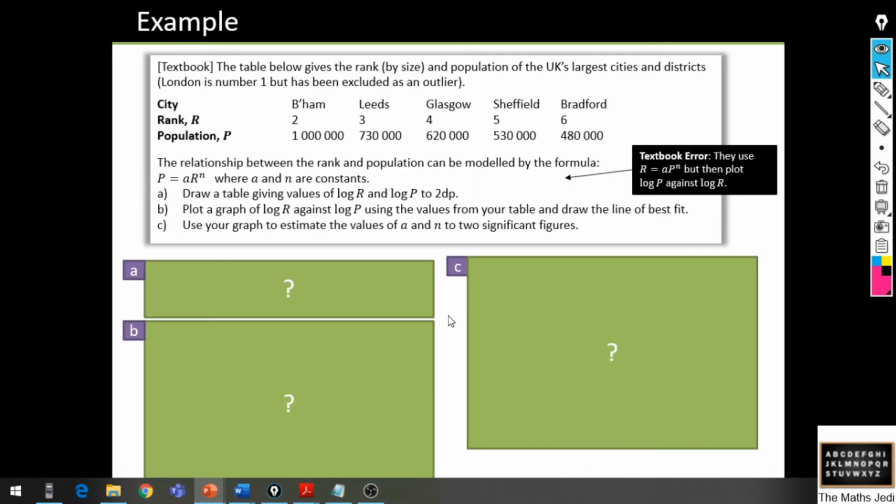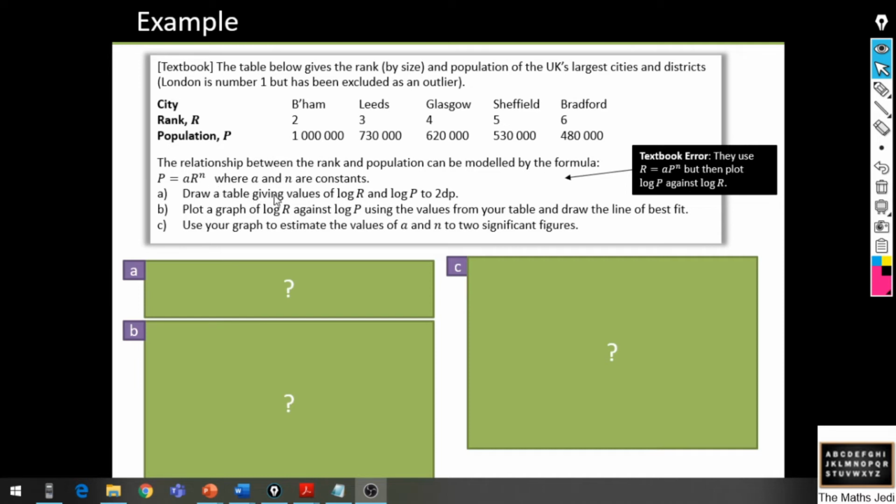Here's another one, a similar problem. This is talking about different populations in different cities and districts, and be aware that London is number 1 but has been excluded as an outlier because obviously it's very, very large. The relationship between the rank and the population can be modelled by the formula p equals ar to the n. So we're going to work our way through and just understand what's happening here.